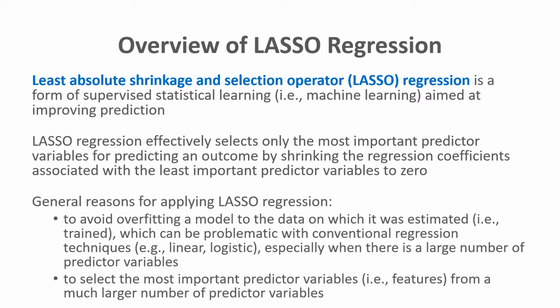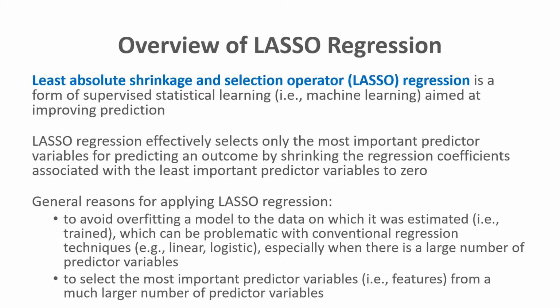So in general, the following are reasons for applying or implementing lasso regression. The first is to avoid overfitting a model to the data on which it was originally trained or estimated. Now, this can be problematic when you overfit, and this can happen with conventional regression techniques such as ordinary least squares linear regression, as well as generalized linear models such as logistic regression.